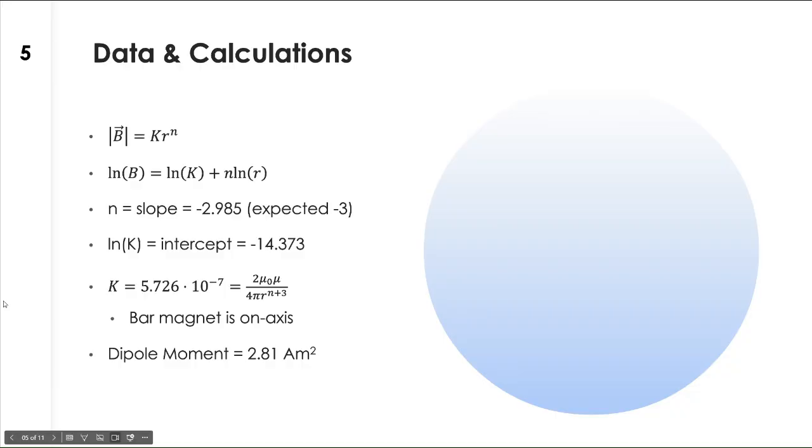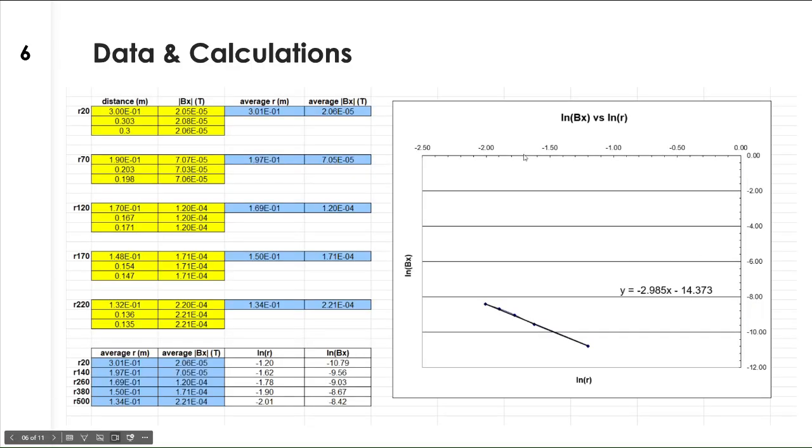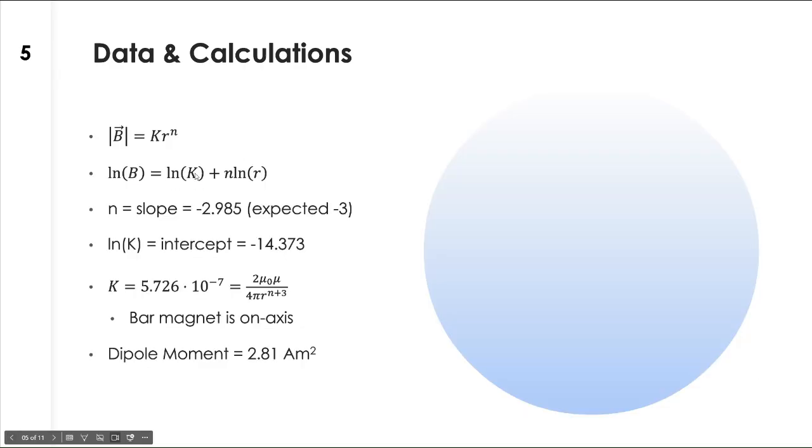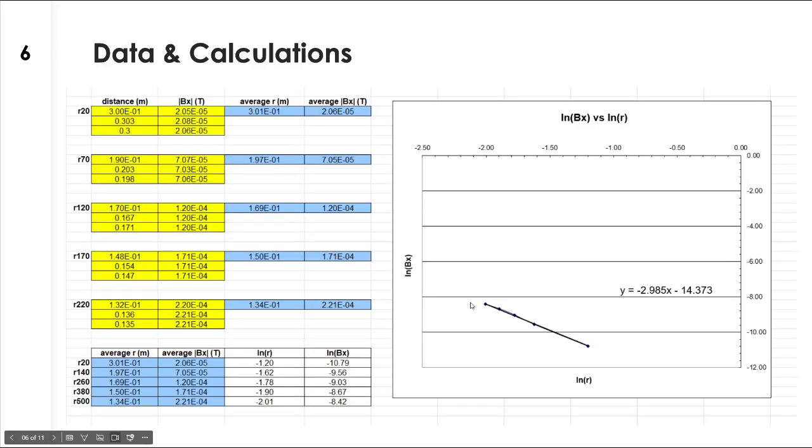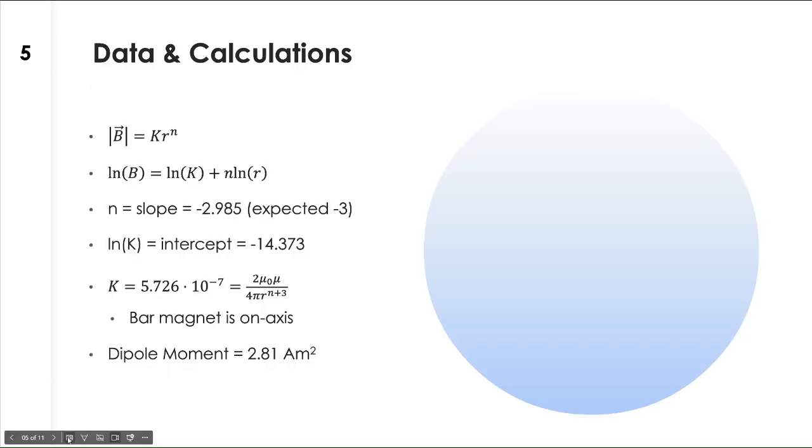So using our initial assumption, B equals k r to the n, we can take the natural log of both sides and find that when graphing the natural log of B versus the natural log of r, the intercept of that graph is going to be ln of k, and the slope of that graph is going to be n. So we did graph it based on our measured magnetic field and distance values, and we found that n was negative 2.985 and ln of k was negative 14.373.